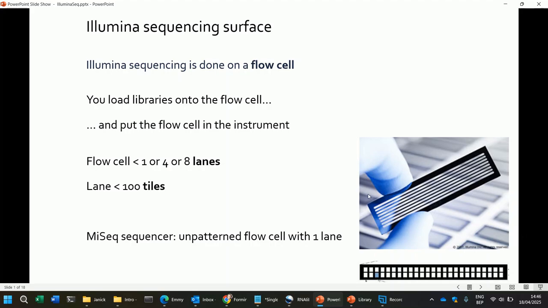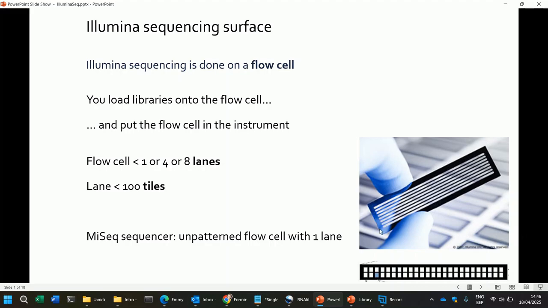And as you can see here, a flow cell is just a glass slide with a metal grid on it. And that's the gray thing that you see here, that's the grid. So on this glass slide is where you put your library. The flow cell is put in the sequencer, and this is the surface on which the sequencing is done.